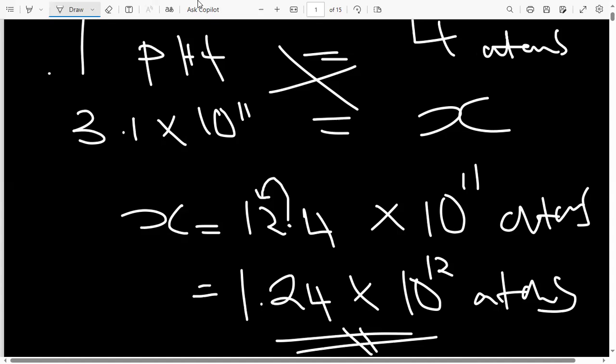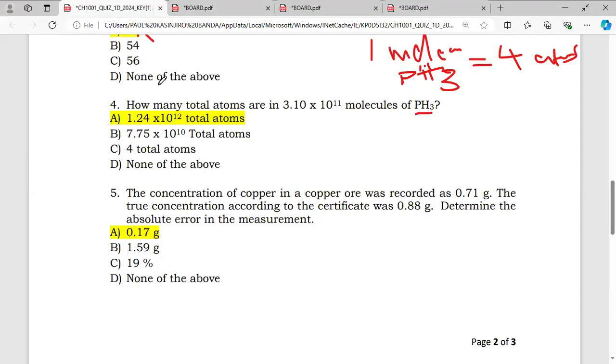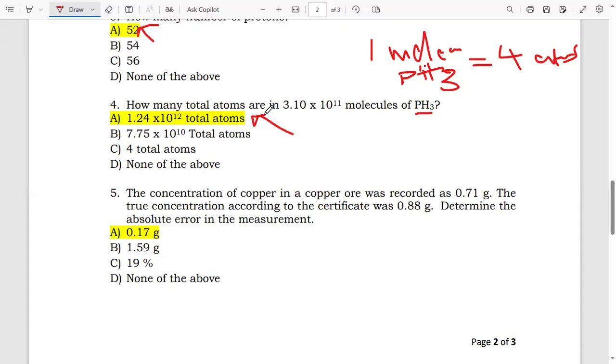And then we check on our options if we have it. So we can see here, the first one there was our answer. That's how you get it. Okay. Okay, so if you have any questions, you're free to ask. Otherwise, we'll go to question 5.